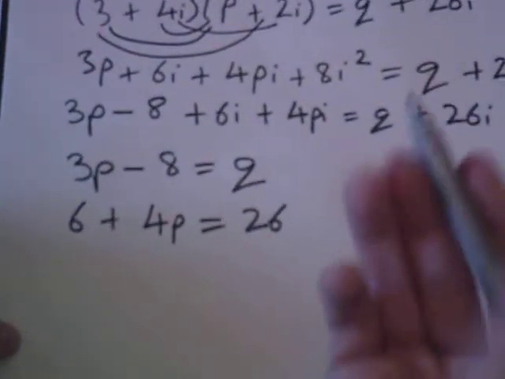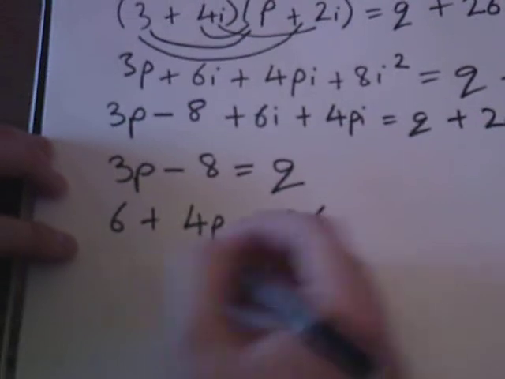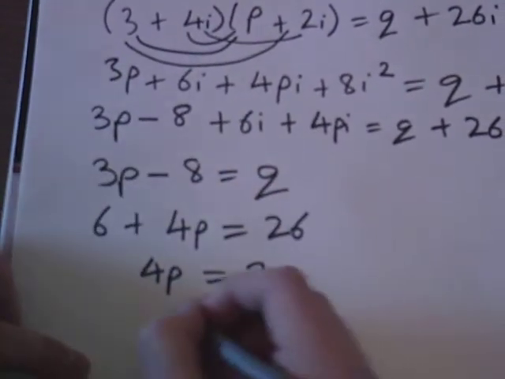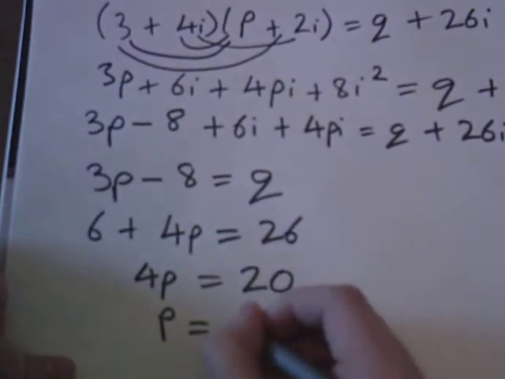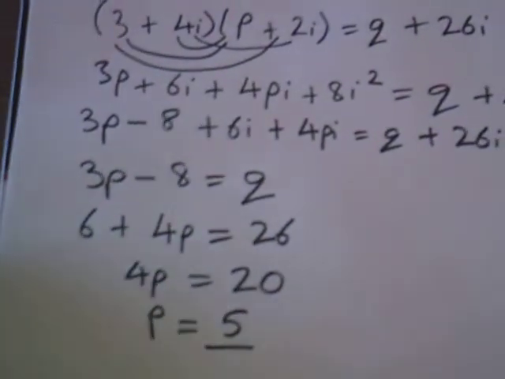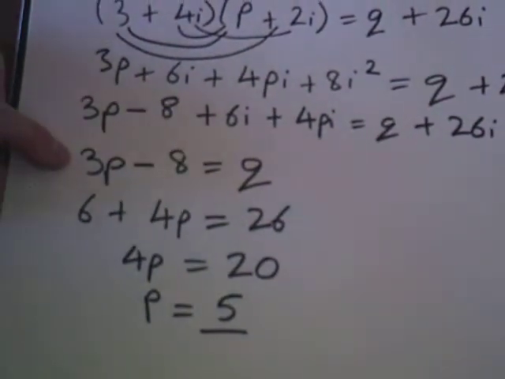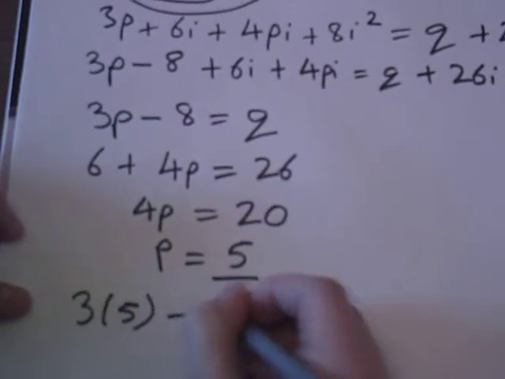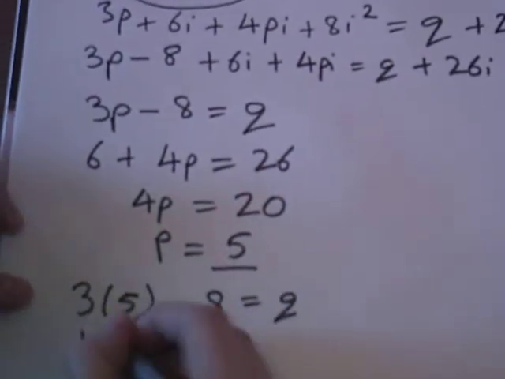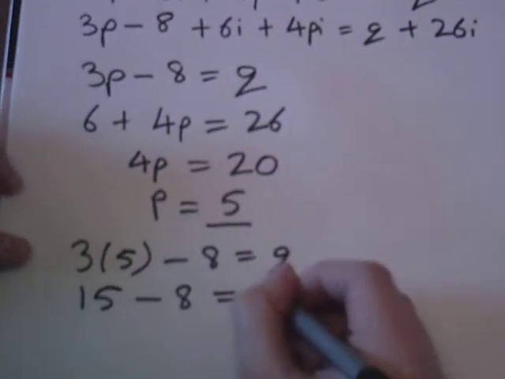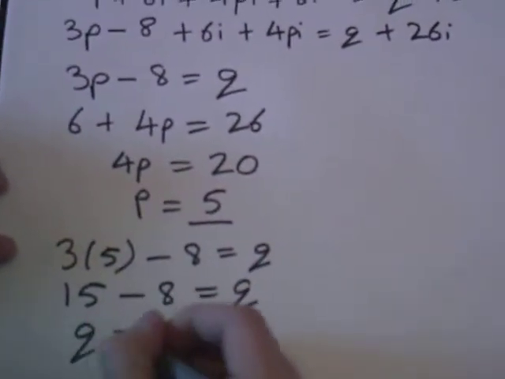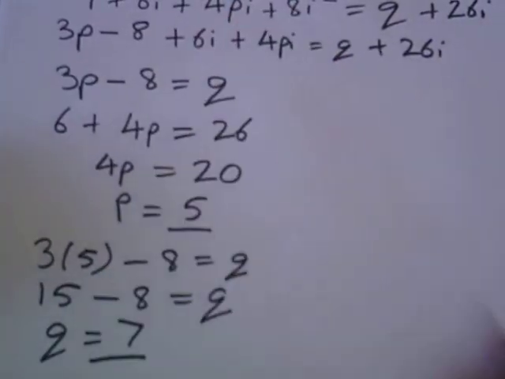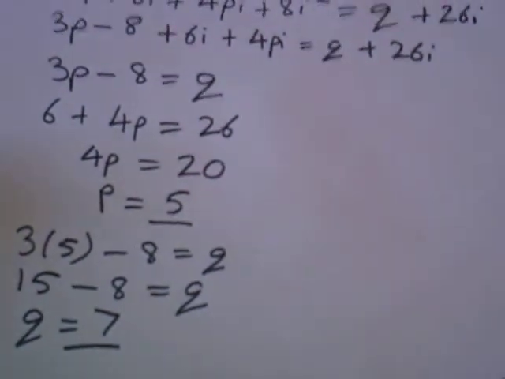As a normal algebraic solution, you would take away the 6, so you have 4p equals 20. Then you divide the 20 by the 4, so you know that p is 5. Because p is in your real parts, you can say that 3 multiplied by 5 minus 8 is equal to q. 15 minus 8 equals q. So q is equal to 7, and you've solved it. You've solved what p and q are from that horrible little equation that you saw at the start of the question. Wasn't too hard, was it?